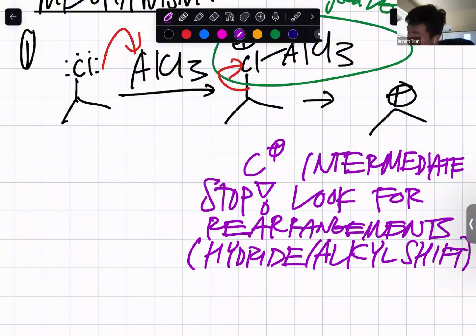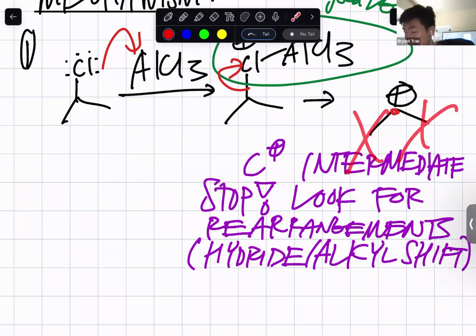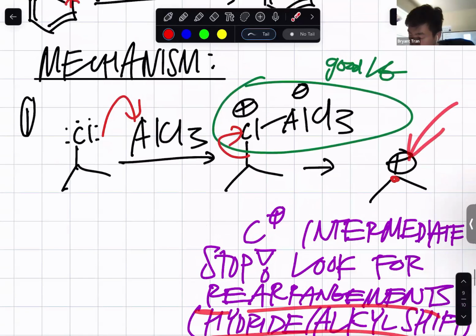Okay, in this case right here, we have a secondary carbocation because this carbon here with the positive charge is attached to 2 other carbons. If you look to the right of it, that's a primary carbocation. If you look to the left of it, that's also a primary carbocation. So it's already at its most stable position. So we do not have to do any rearrangements here. Right, so we're done with the first step here.